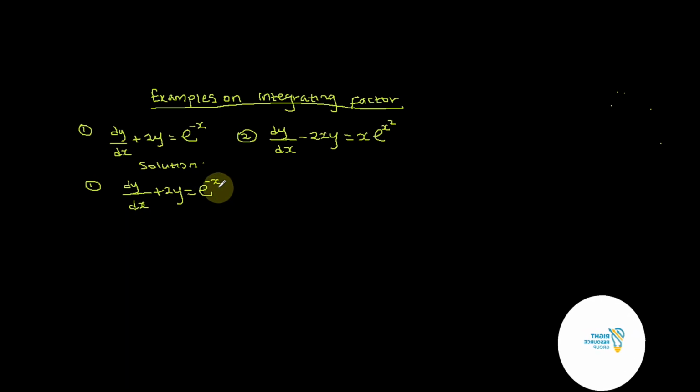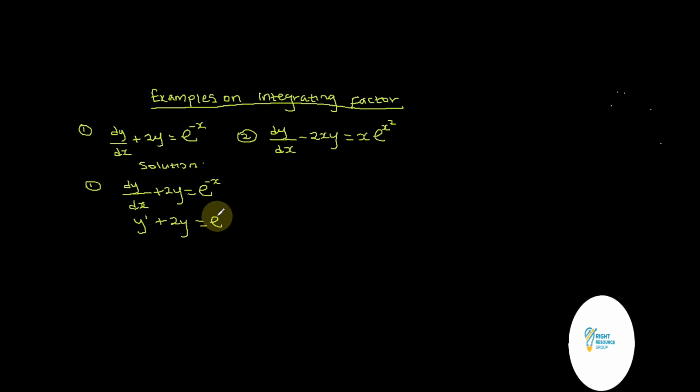The first example here we have is dy over dx plus 2y equals exponential minus x. Just like we did the general method of solving integrating factor, we can also rewrite this to be y prime plus 2y equals exponential minus x. After rewriting this, we introduce an integrating factor.